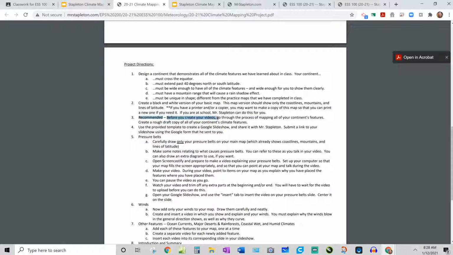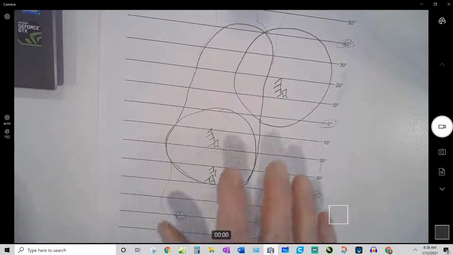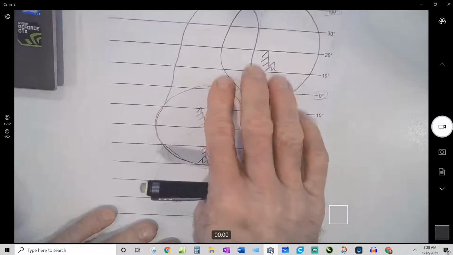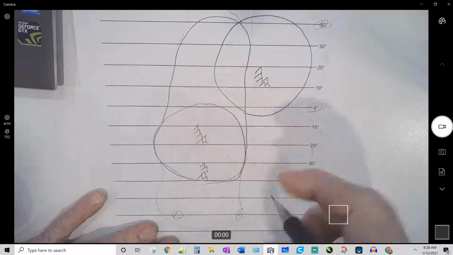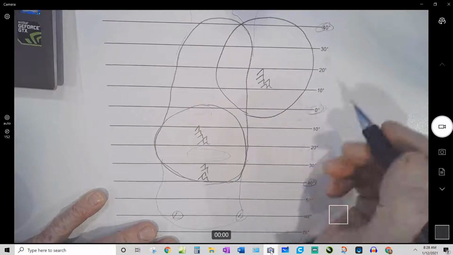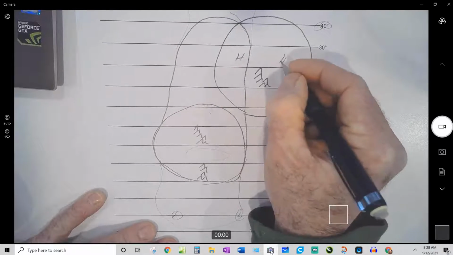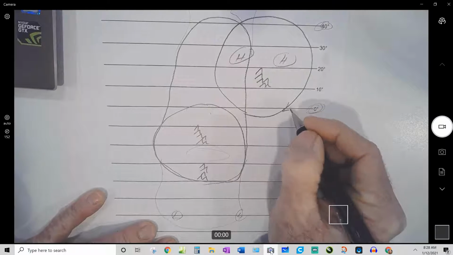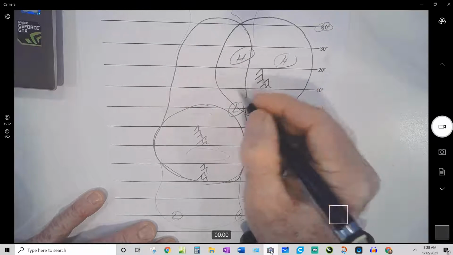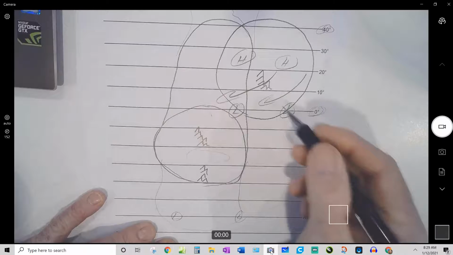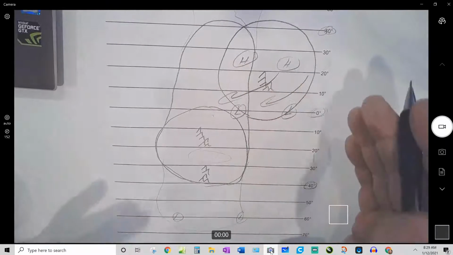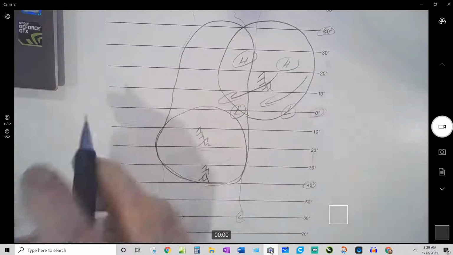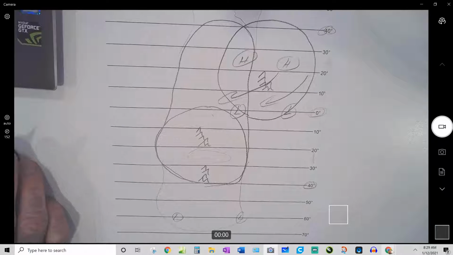Recommended, before you create your videos, go through the process of mapping all your climate features. Create a rough draft. So what I mean by that is, before you do the pressure belt video and the wind video and all that, just draw all the climate features. Just go ahead and do the pressure belts and do the winds and do the ocean currents and do everything on this, and make sure it's right before you go back and make your videos for the slideshow.